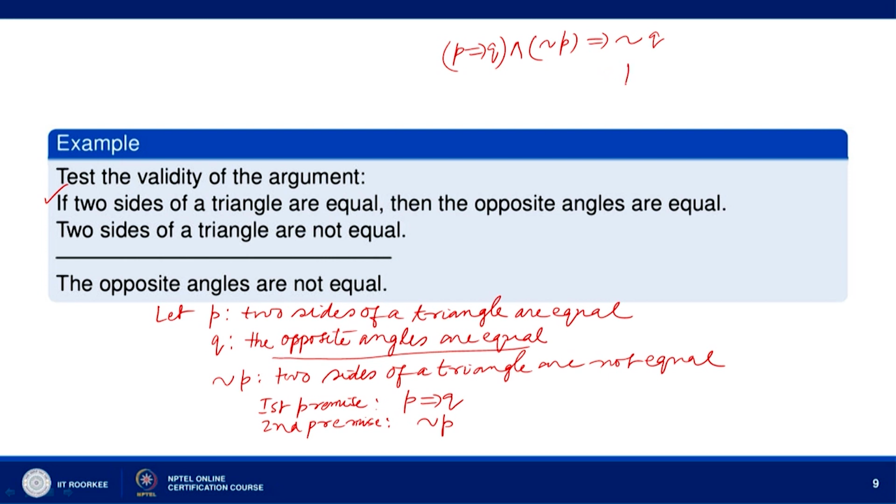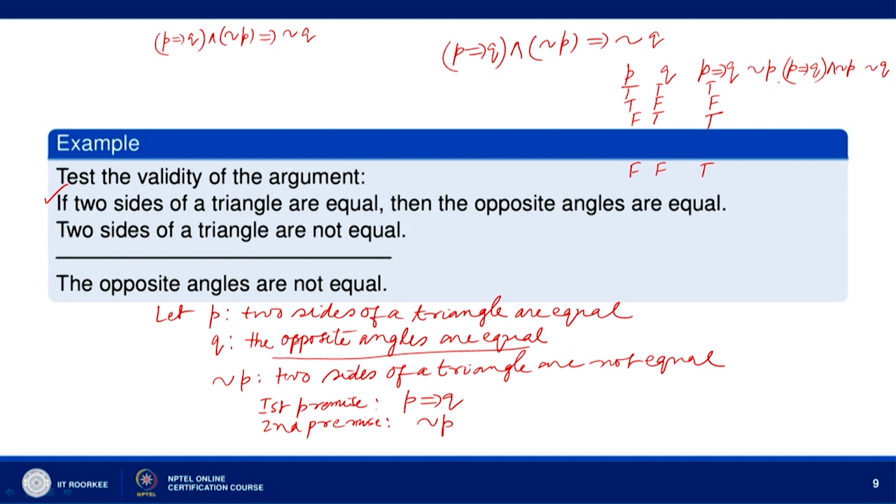So, let us write the truth values: P, Q, P implies Q, not P, P implies Q and not P, then not Q, and then last column will be P implies Q and not P implies not Q. So, we have T here, T here, T here, F here, F here, T here, and then F, F. P implies Q: T T will give T, T F will give F, F T will give T, F F will give T.